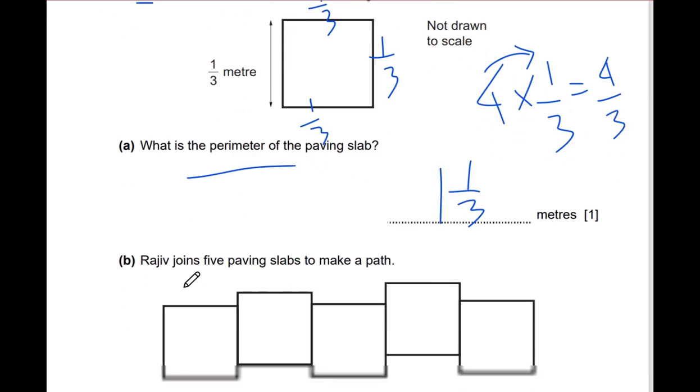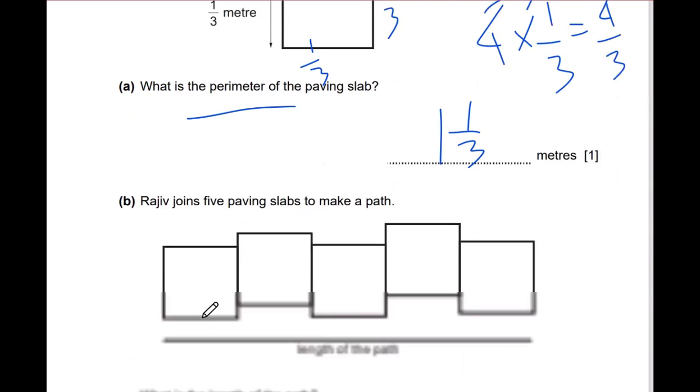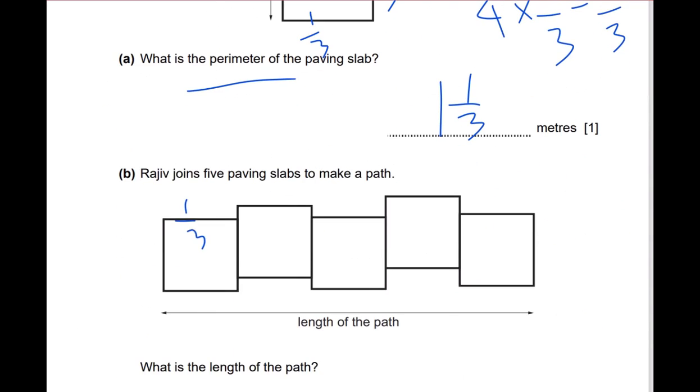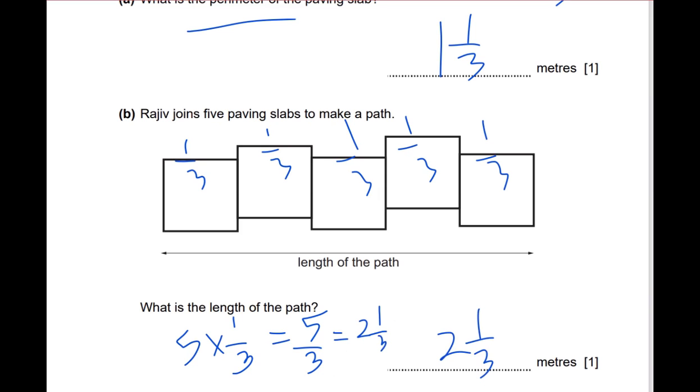Now Regis joins 5 paving slabs to make a path. What is the length of the path? So since it's 1 over 3 and then 1 over 3, 1 over 3, 1 over 3, 1 over 3. So you will need a few seconds to count. You can pause this video. Okay, so length of the path is 5 times 1 over 3, which is 5 over 3. So the answer is 1 2/3. Sorry, 1 2/3.